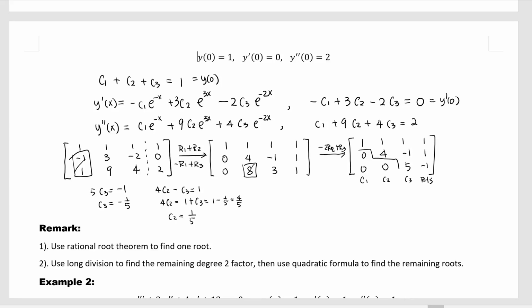Right? And what's next? We plug in the first row: C1 plus C2 plus C3 equals 1. So C2 is 1/5, C3 is minus 1/5, and the sum is 1. So what is C1? Just 1. So finally, what is our final answer?